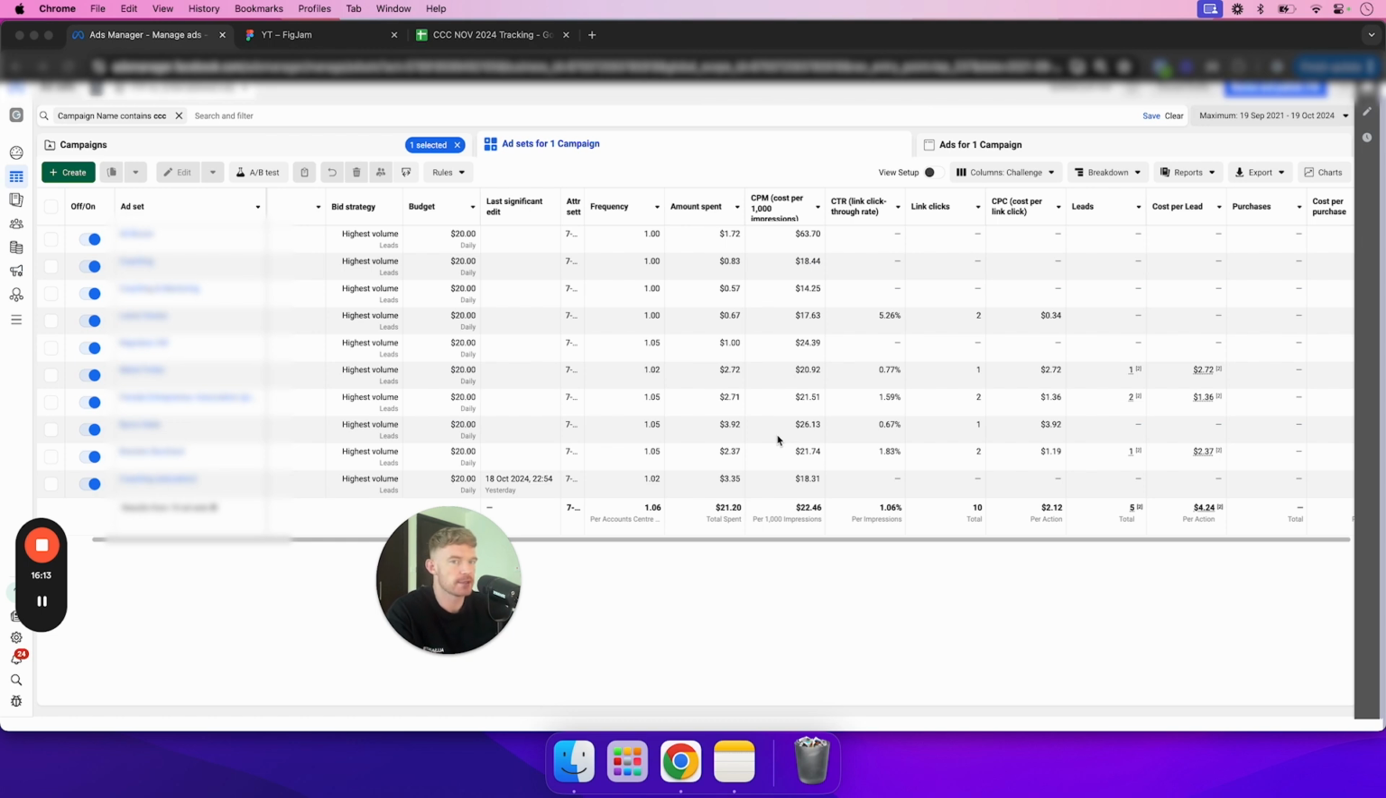They've all got the same ads in them. There are 4 ads in each of these ad sets. They're all the same ads. The ads are different from each other: there's ad 1, ad 2, ad 3, ad 4, but the same 4 are in each of the ad sets.